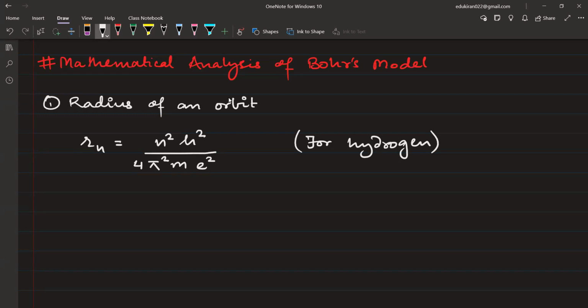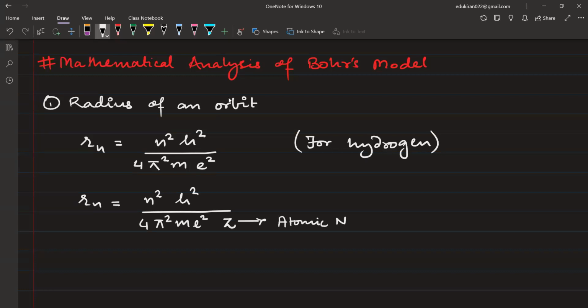Please see here. What is important? This is for hydrogen atom, and Rn for any other atom will be equal to n square h square divided by 4 pi square me square into z. ये आपको याद नहीं करना है. Now here we have a new term, that is z. Z is the atomic number. हाइड्रोजन के लिए तो 1 होता है, that is why z का वैल्यू वहां पे 1 है, so that is why we don't see it, but this is for generalized thing. ठीक है? This is for hydrogen like atom.